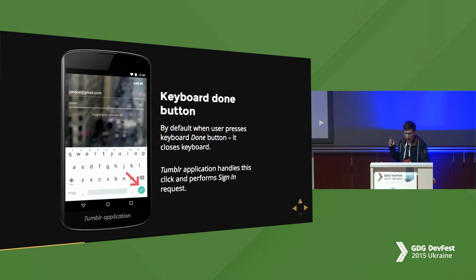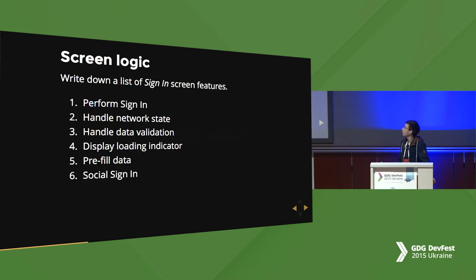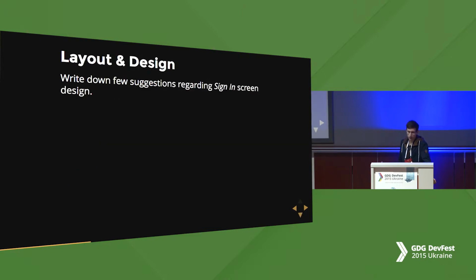After completing upper search, you should be able to declare your screen logic. And during this step, you should just write down a list of sign-in screen's features, like perform sign-in, handle network state, handle data validation, display loading indicator, prefill data, and social sign-in. And the last step is layout design.